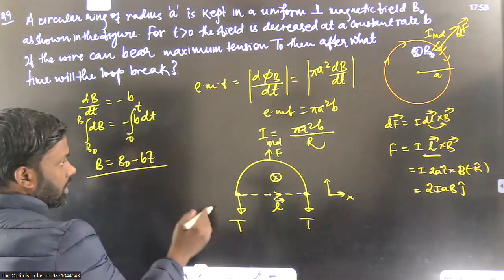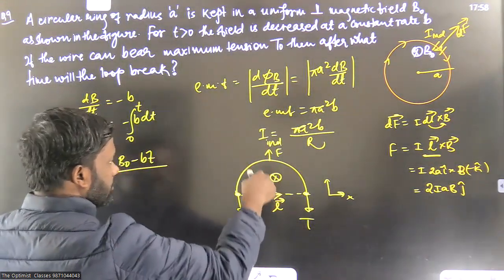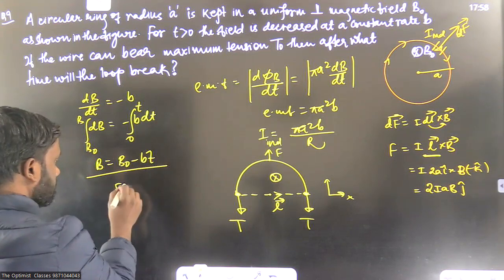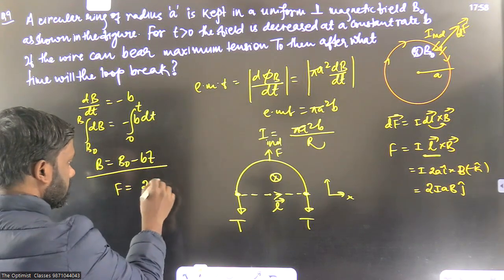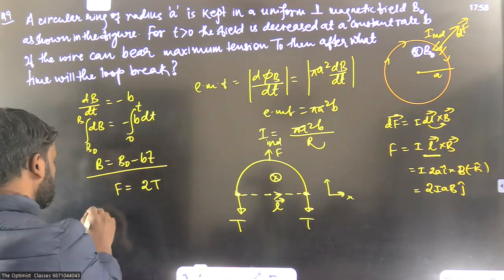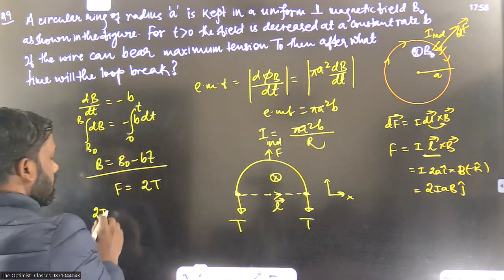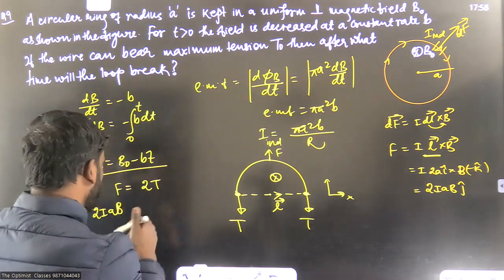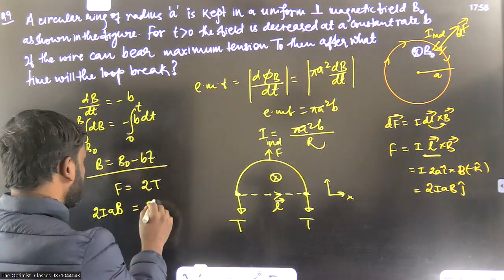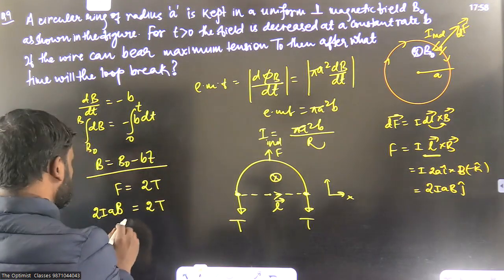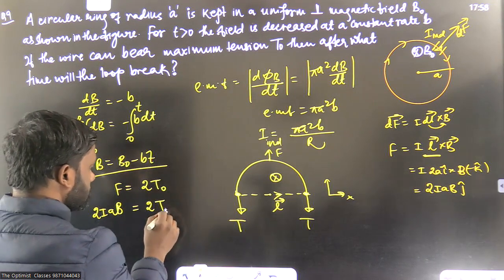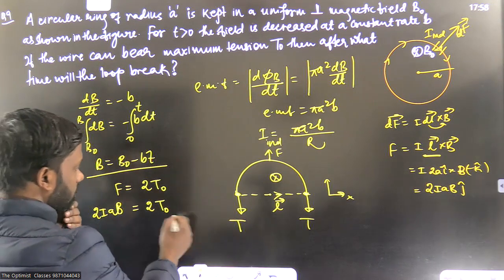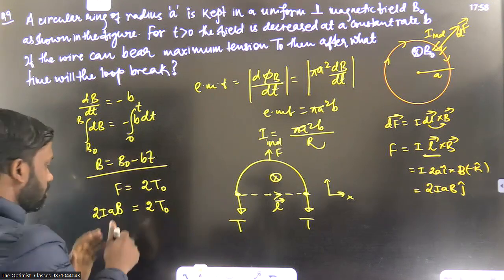If this wire is in equilibrium, the upward force must be equal to the downward force. So we have this kind of situation: F is equal to 2T, and F we have calculated to be 2 I a B. So 2 I a B is equal to 2T, and 2 and 2 cancel out. This is the maximum tension we have reached, so tension will become equal to T naught at the time of breaking.